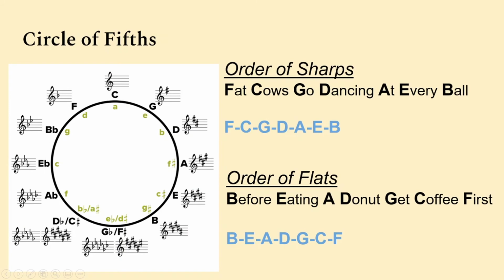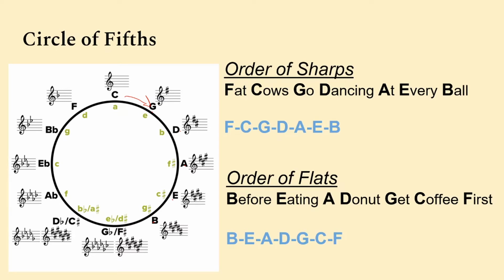To organize all the key signatures, a diagram called the circle of fifths is used. So why is it called the circle of fifths, you may be asking? Starting from C and going clockwise, each key signature has an additional sharp. The order of keys is C, G, D, A, E, B, and so on.